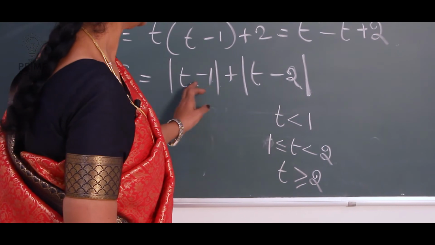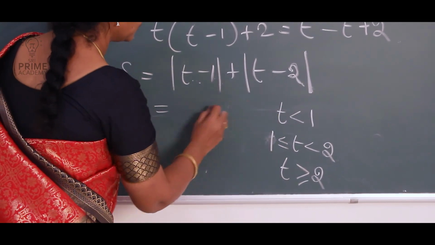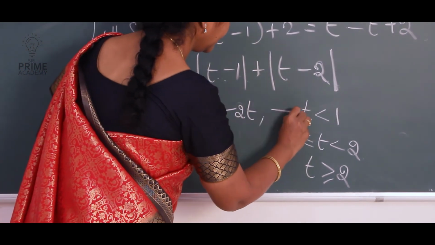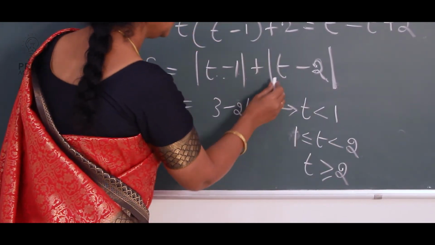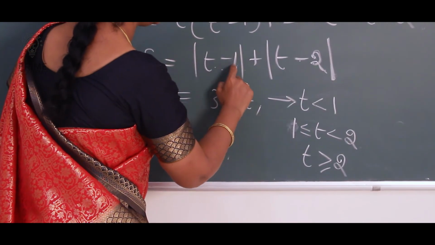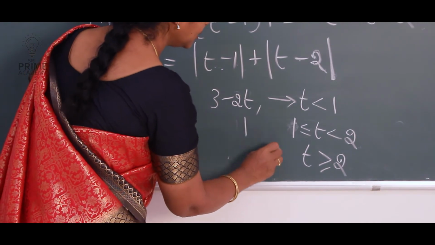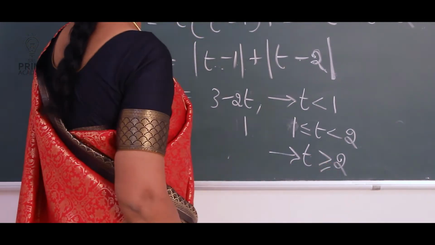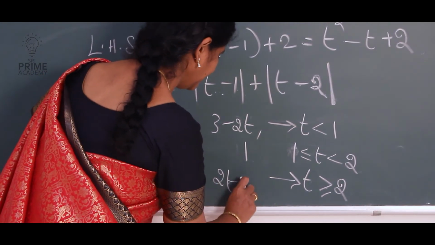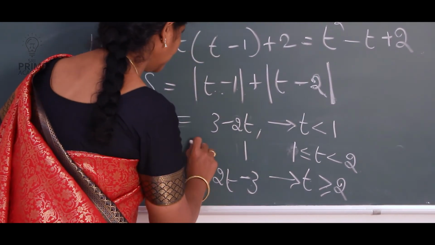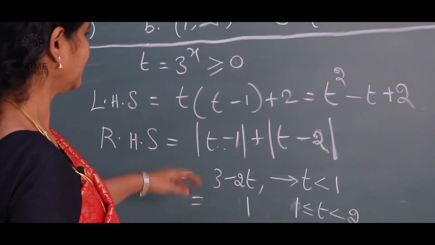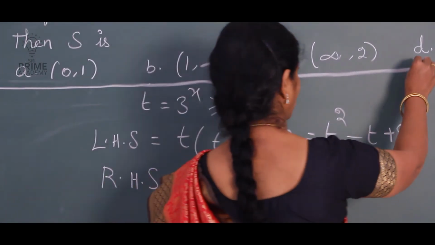In t less than 1, both are negative, so you get 3 minus 2t in this interval. Next, from 1 to 2, this term is positive and this is negative, so what do you get? t minus 1 plus 1, so this is 1. Next, t greater than or equal to 2, both terms are positive, so you get 2t minus 3. Okay, substitute these values in the right hand side, equate with the left hand side, and you get the real roots.